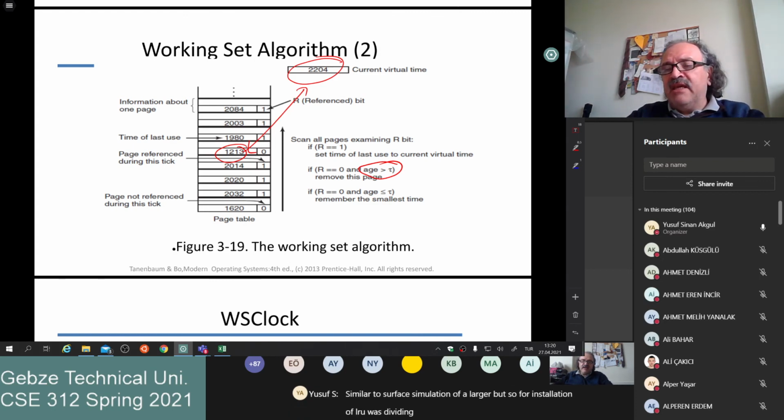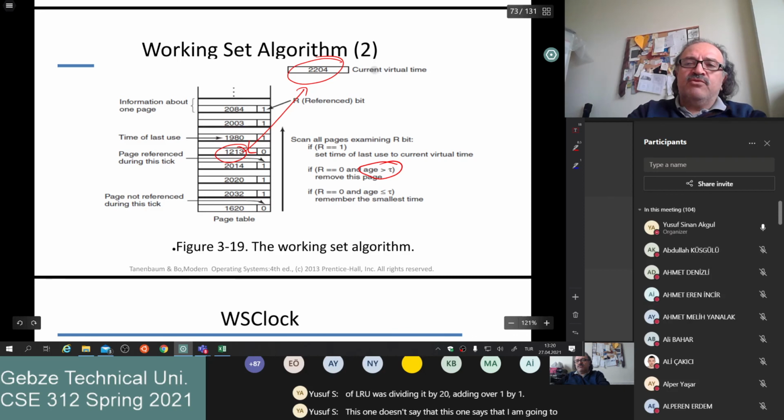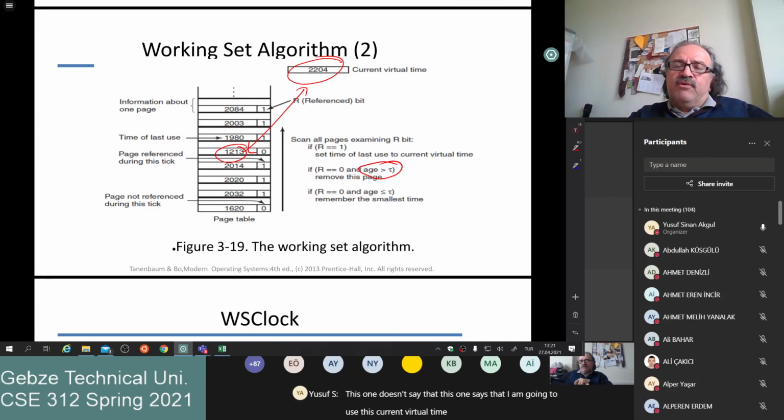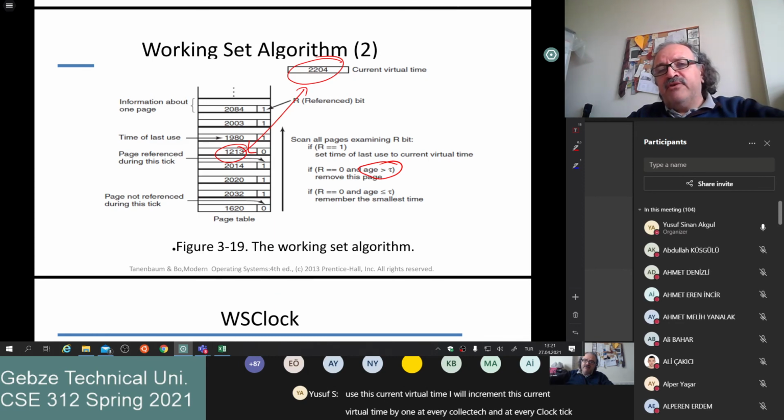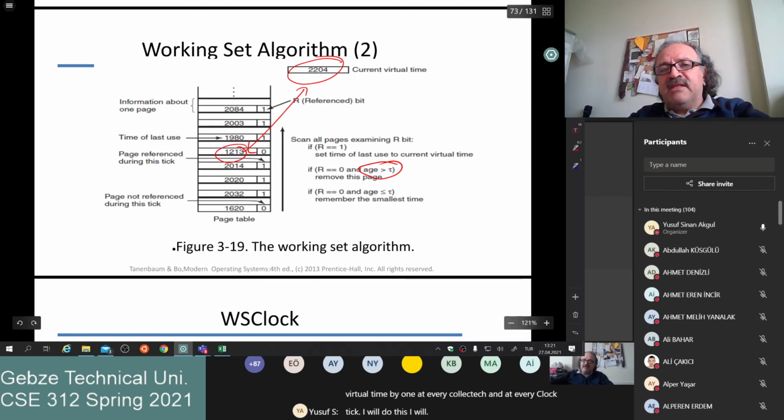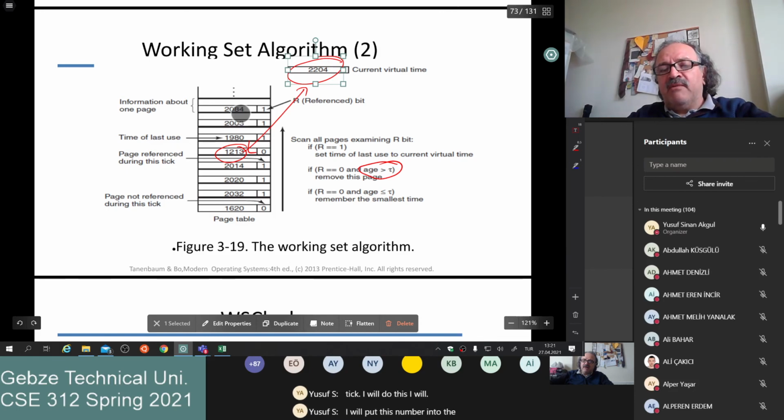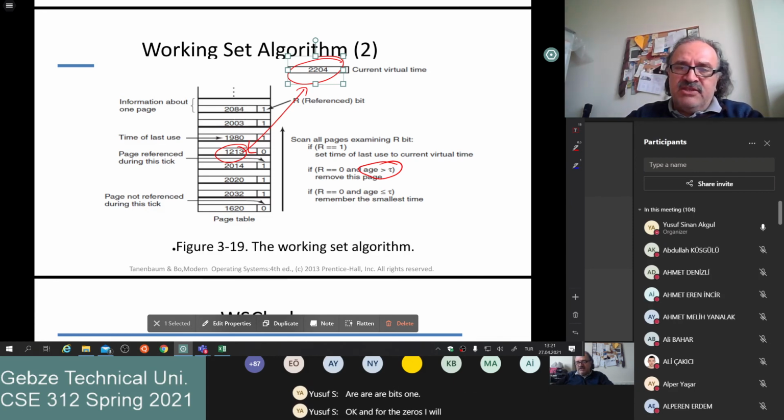It is similar to the software simulation of LRU, but that simulation was dividing by two and adding one bit at a time. This one doesn't do that. This one uses the current virtual time. I will increment this current virtual time by one at every clock tick, and at every clock tick, I put this number into the pages with R bit one. And for the zeros, I will calculate their ages. So this is automatically creating some space at every clock tick.